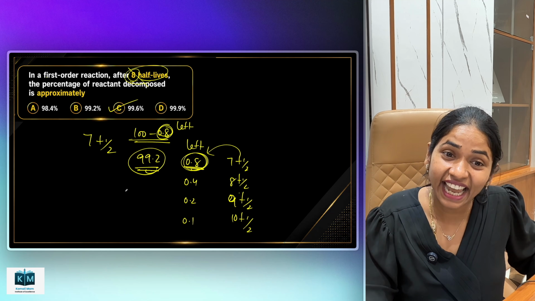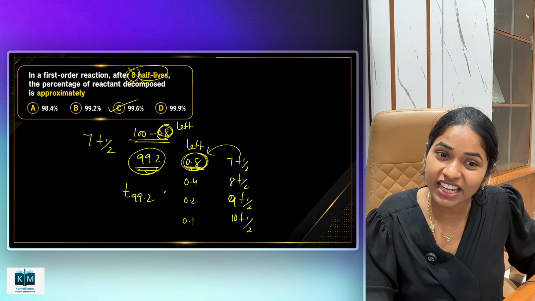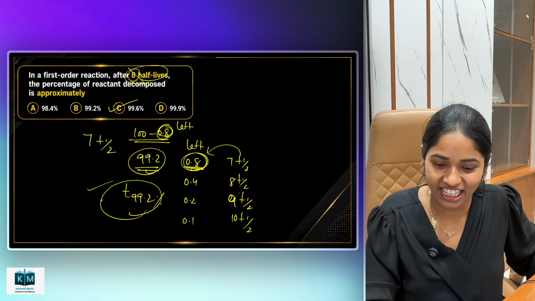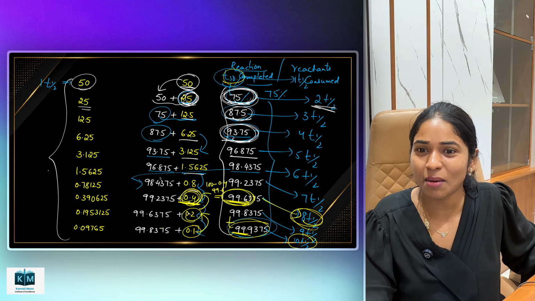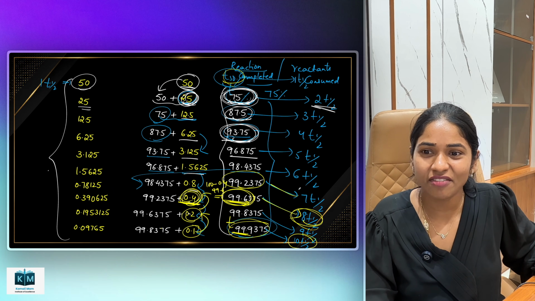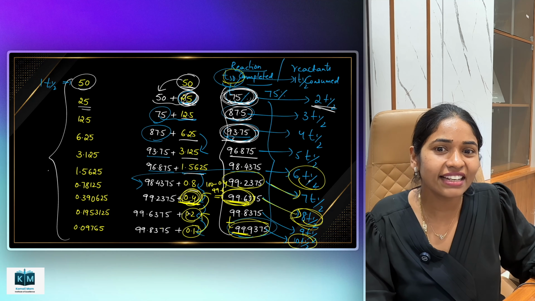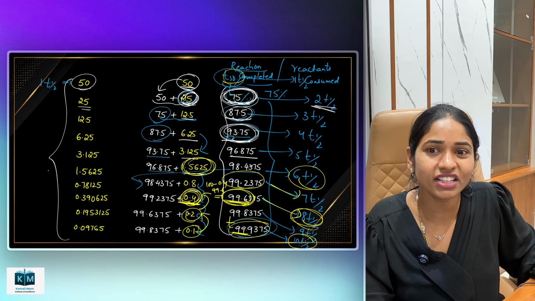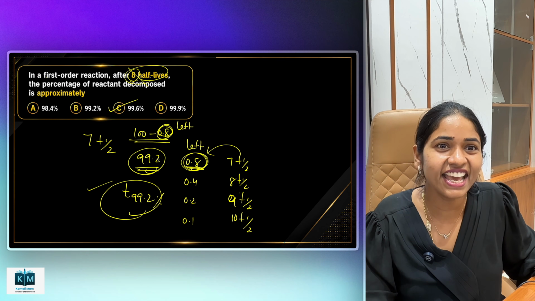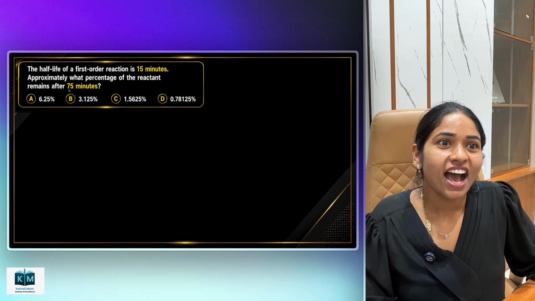Means 99.2% of the reaction is completed. 99.2% reaction is completed. See here, 7 T half. If they ask 6 T half, at this time this much is left, this much is consumed. Easy. Now will you try this?